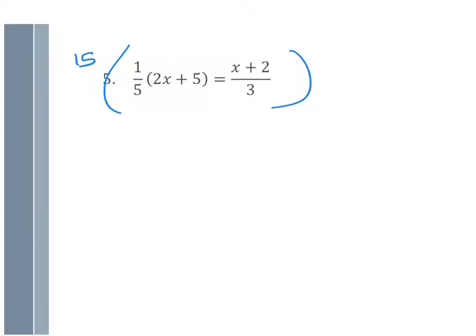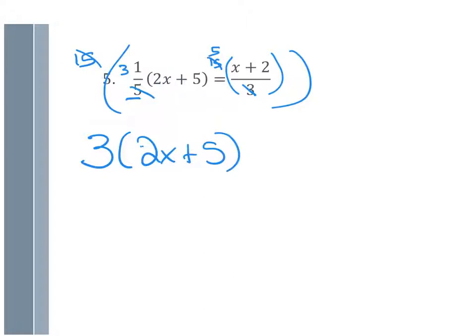Now, when we do this, I'm not going to do it to what's in the parentheses. So if I have something with a number outside the parentheses, the only thing I'm going to multiply the 15 to is what's outside the parenthesis. And then this one to 15. So this one is going to simplify to a 3. This one will simplify to a 5. So 3 parentheses 2x plus 5 equals 5 parentheses x plus 2.